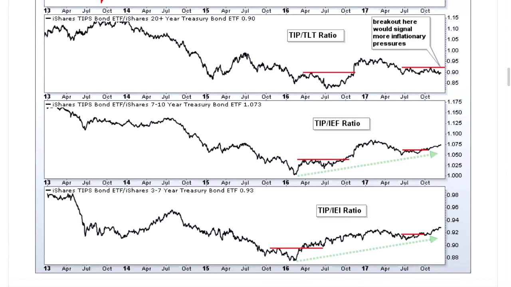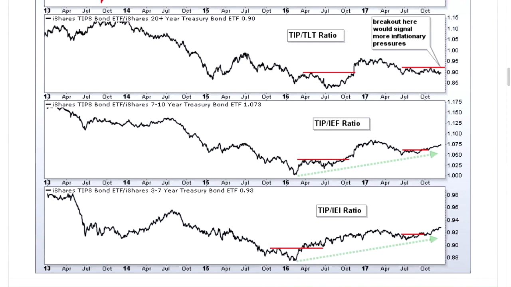And so we see when TIP is underperforming, that tells you that inflationary pressures are diminishing. And then when TIP starts outperforming a normal bond, that tells you that inflationary pressures are increasing. And so they've pretty much been increasing since the early part of 2016. And the same with the TIP ratio to the 3 to 7 year treasury bond ETF.